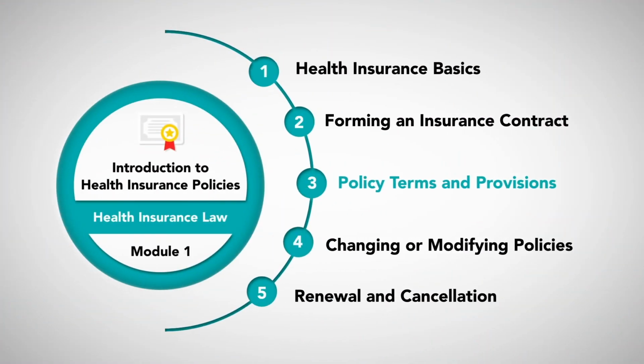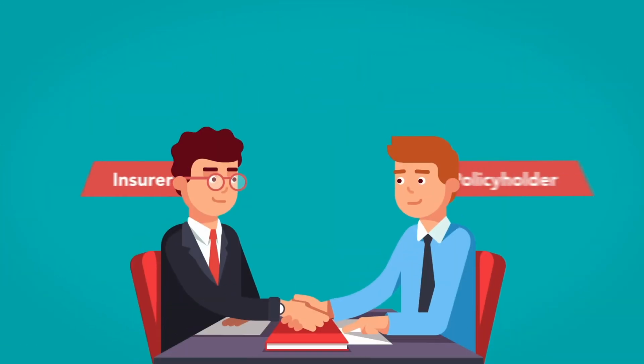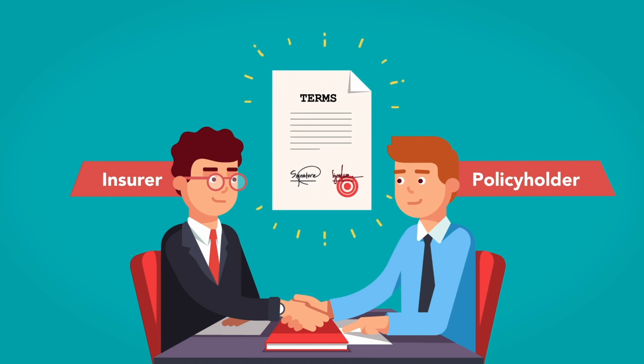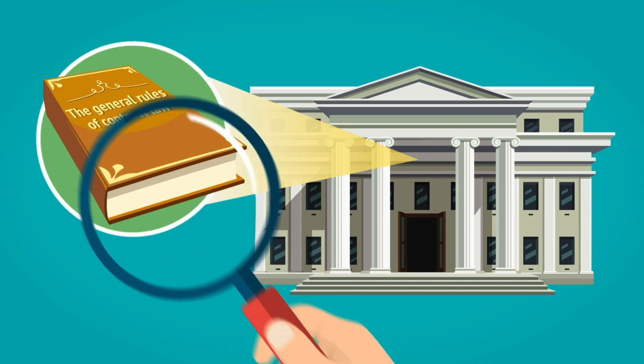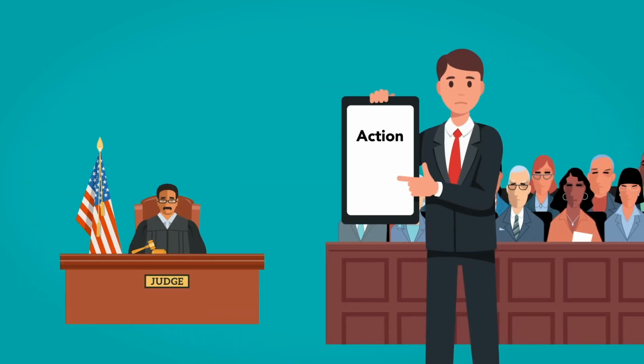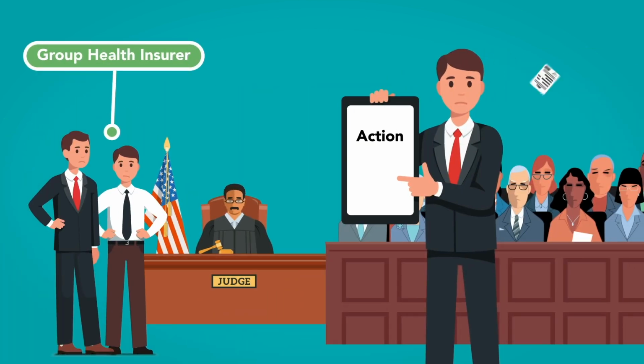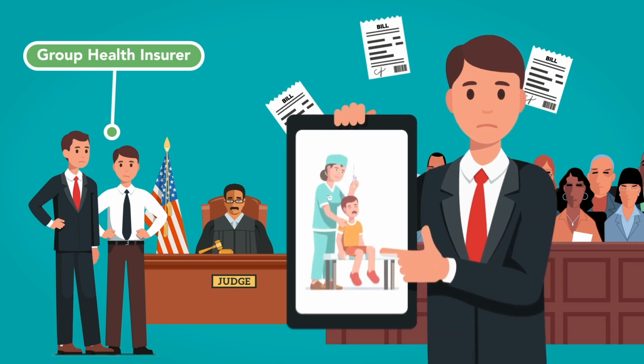Policy terms and provisions. The policyholder and the insurer are free to agree to terms of their choice, so long as the provisions and terms aren't ambiguous. A court will construe the terms of an insurance policy according to the general rules of contract law. In one case, a father brought an action against a group health insurer to cover medical bills for the treatment of his child for autism.